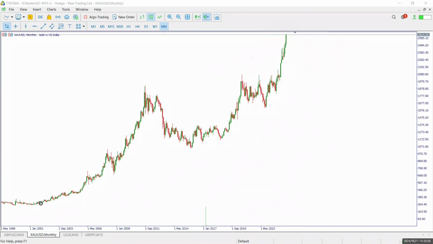Price started by making all these very small structures right here, but the first visible structure was this: push, exhaustion, small fractal, push, exhaustion, big fractal, then push, exhaustion, the biggest fractal right here. This is the last higher low within the confines of this fractal.